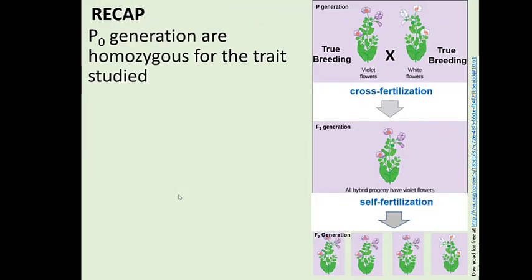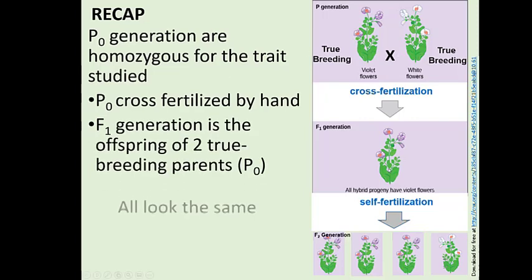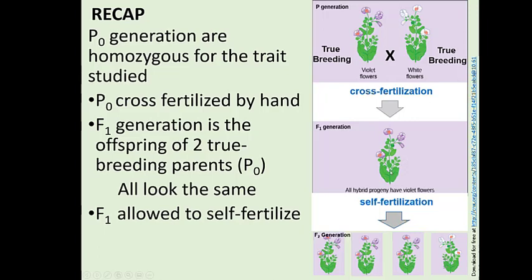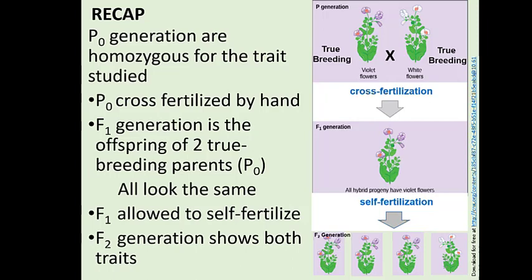Now, the parent generation is homozygous for the trait being studied. We know that because he created true breeding lines. Then he cross-fertilized these true breeders by hand to get this F1 generation. The F1 generation all looked the same. Then he allowed these plants to self-fertilize. And when they self-fertilized, that F2 generation showed both traits back again at a specific ratio, 3-to-1.